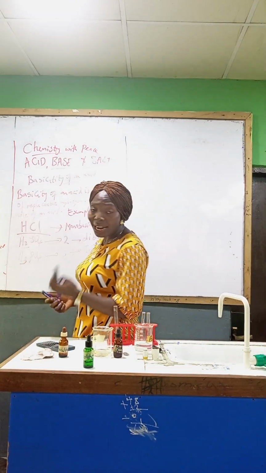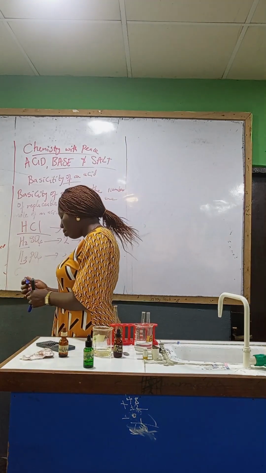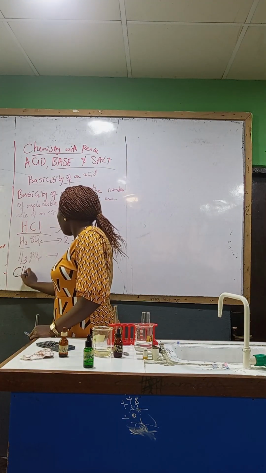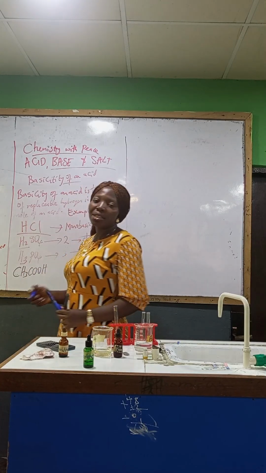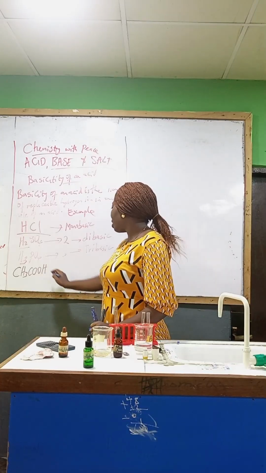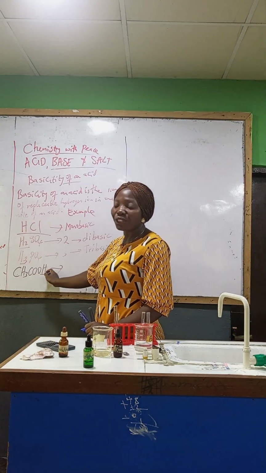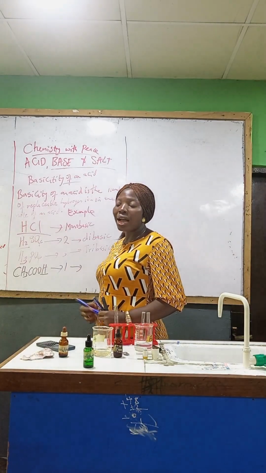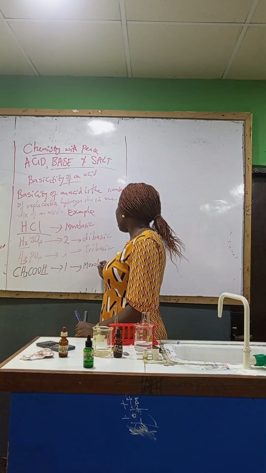Then there's one particular acid that always confuses students. This is ethanoic acid. In this ethanoic acid, there is only one replaceable hydrogen ion. So the basicity is 1 and it is known to be monobasic.